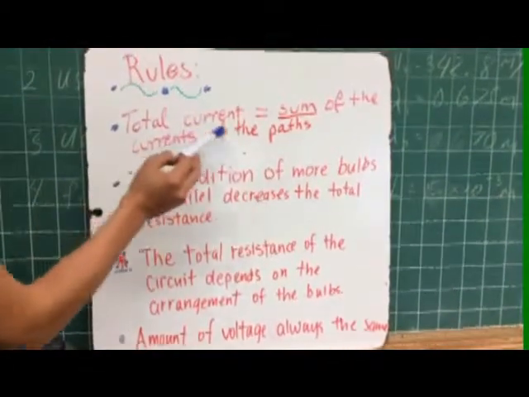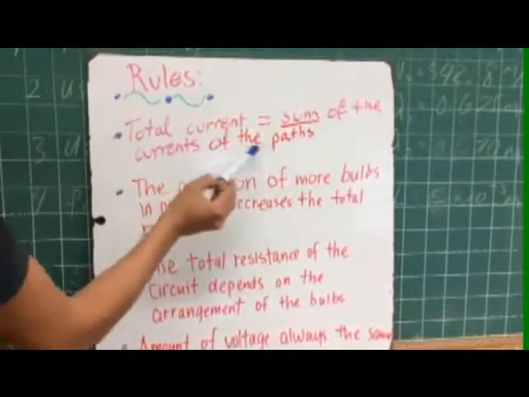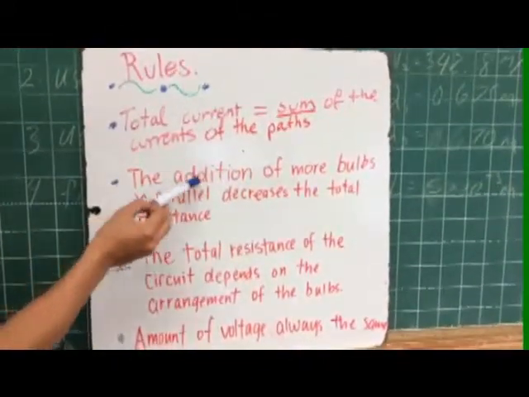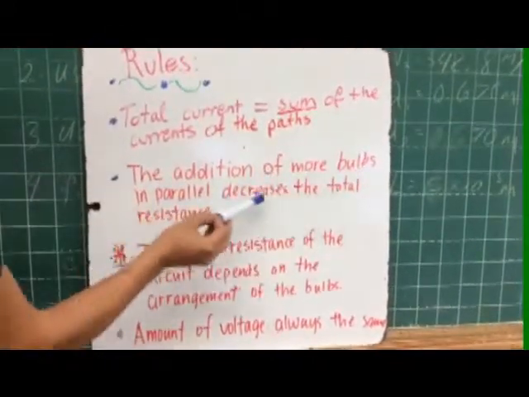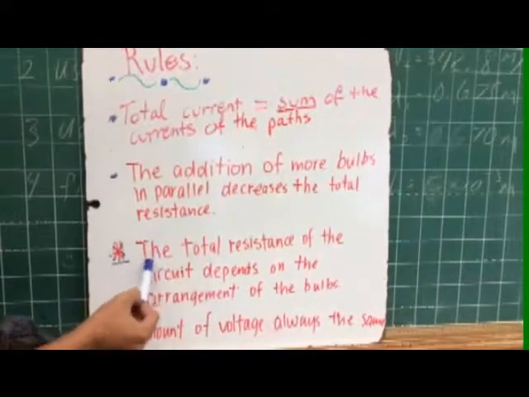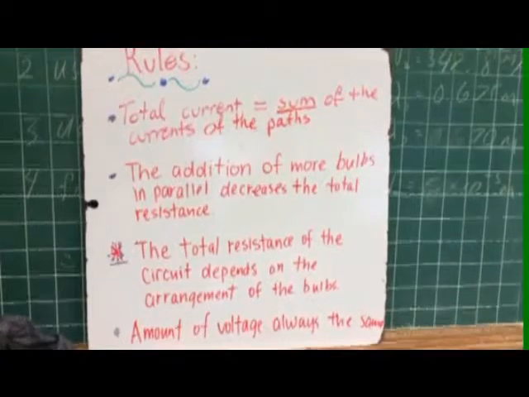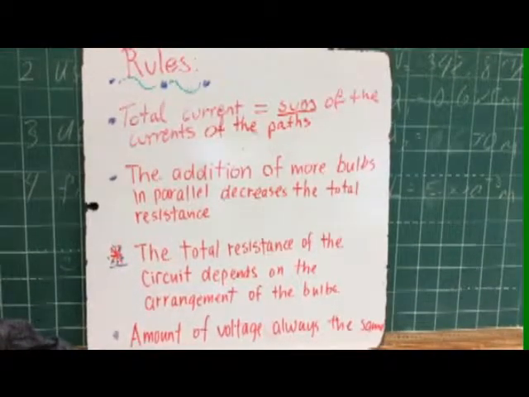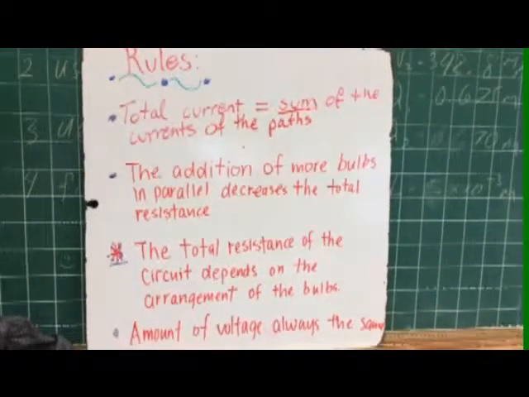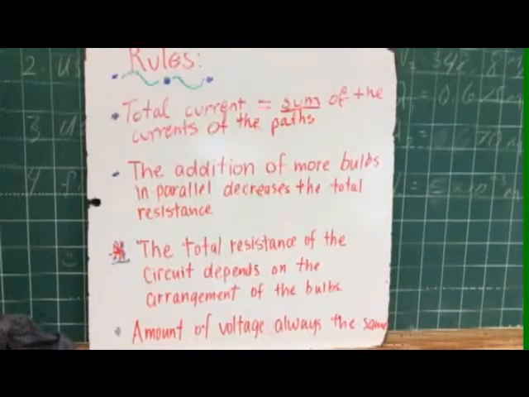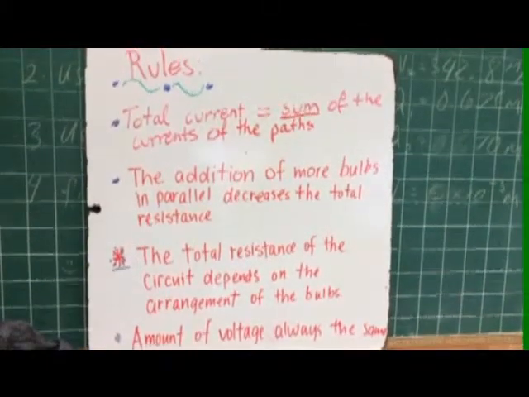The total current is equal to the sum of the currents of the paths. The addition of more bulbs in a parallel decreases the total resistance. That is because there will be more paths for the charge to flow through. This decrease of resistance causes the current to increase and ultimately give the battery a shorter life, as more current must flow out of it.